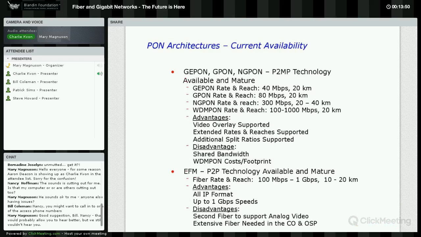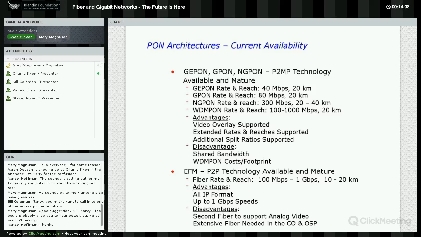For PON architecture, we're still looking at passive optical networking. Here's what GPON, NGPON, point-to-point technology will do today. We know that GPON and NGPON are very similar, except in the bandwidth. WDM PON will get us up to the gigabit. The advantages are that the analog video is supported. Additional split ratios are supported, so I can take a single fiber and go 1 to 8, 1 to 16, 1 to 32, 1 to 64. So a single fiber might even be able to support up to 64 end users.